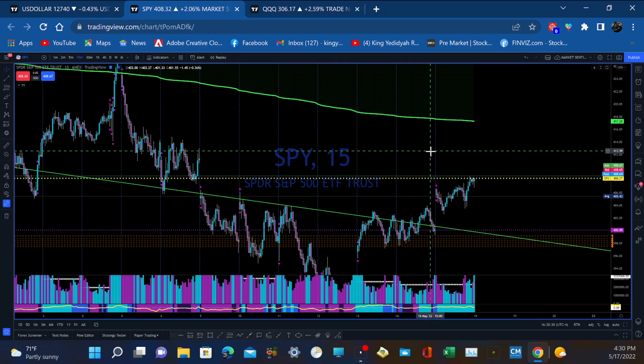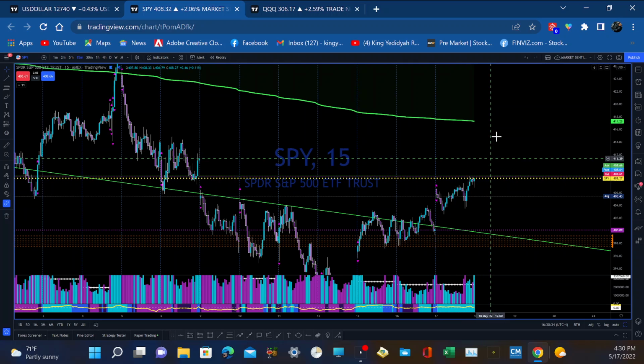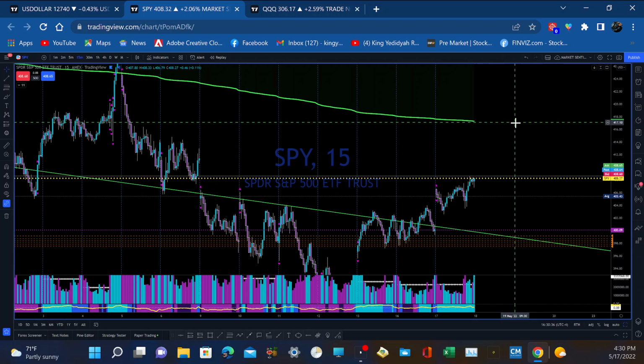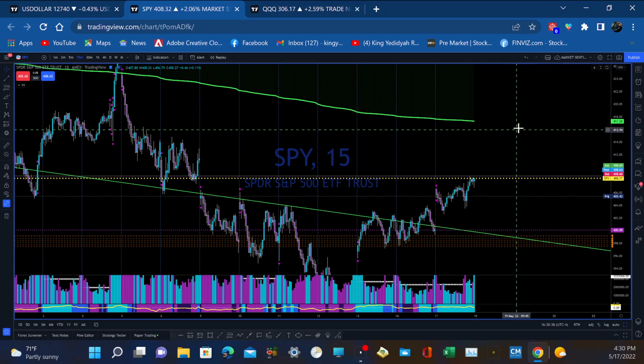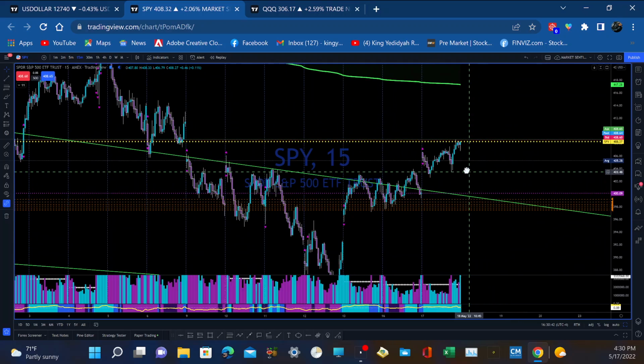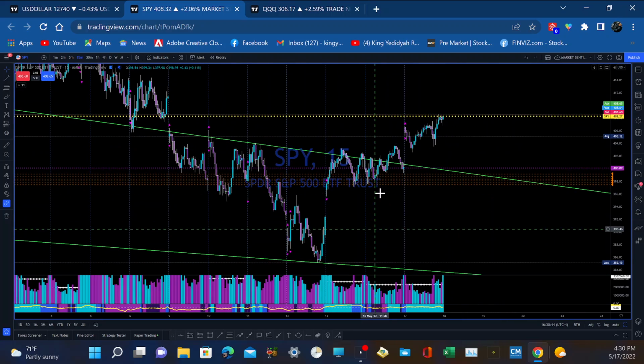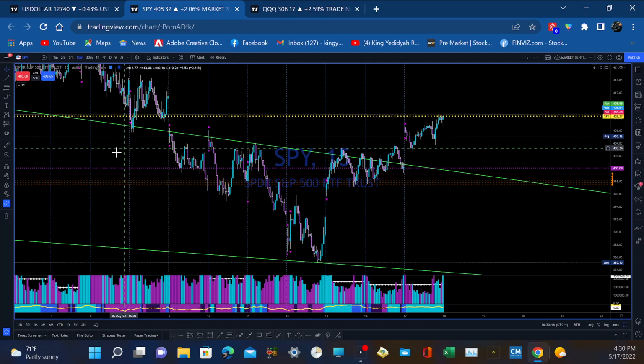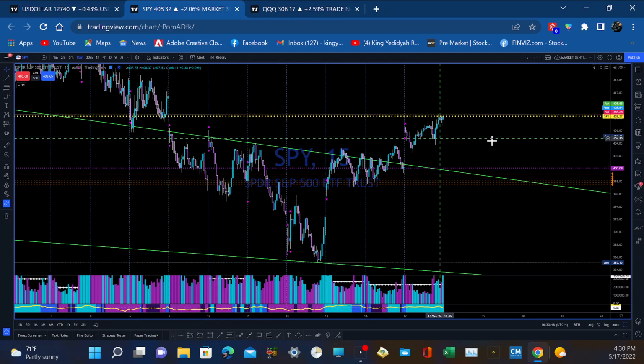If the US dollar catches a bid, then the SPY is probably gonna fall back from right here. So it all depends on what the US dollar is doing, because you can see the correlation, or the inverse effect, of the US dollar against the SPY chart, right?